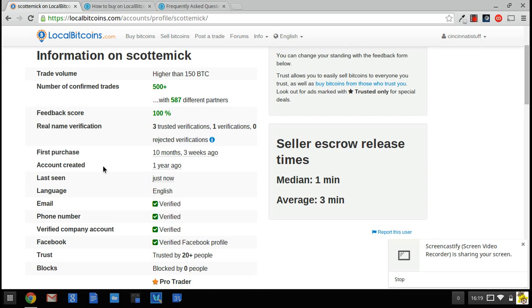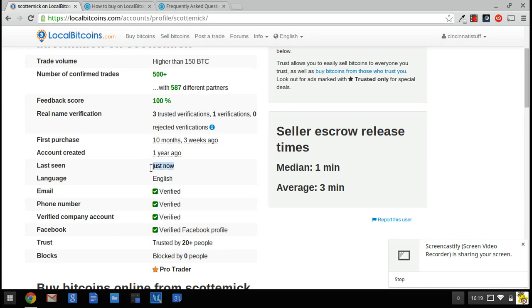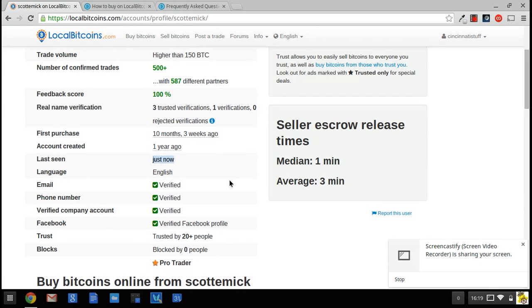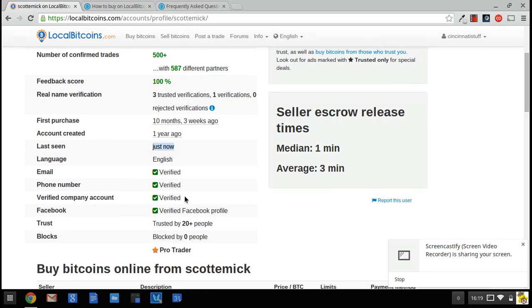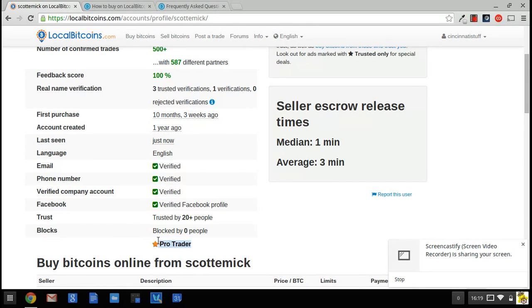First purchase, account created. First purchase doesn't matter. Account created 1 year ago. That's important. You want to pick somebody that has at least 1 year's worth of trading history. They're not going to throw away their account after a year on scamming you out of a couple $100. Last seen, that tells you when they were last online. His information is verified. This is an important one, verified company account. You do want to pick somebody that has, at the very least, verified ID, but verified company account is even better. Pro trader, doesn't really matter.